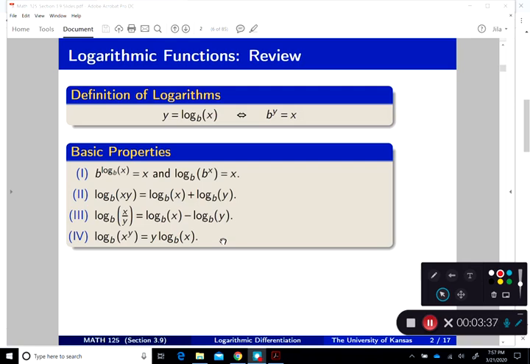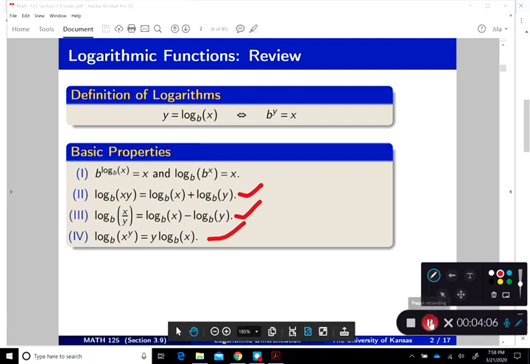I sometimes try to memorize these by making them into words. Log of a product is equal to a sum of logs, log of a quotient is equal to the difference of two logs, and log of an exponential is the exponent times the log of that base. That makes it a little easier to memorize and remember.